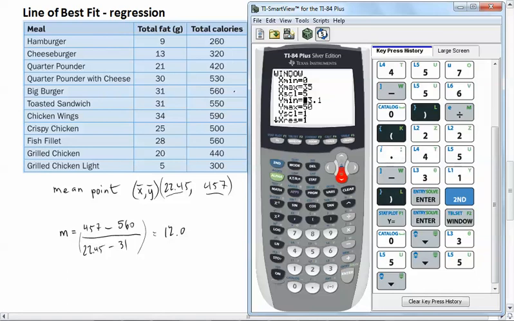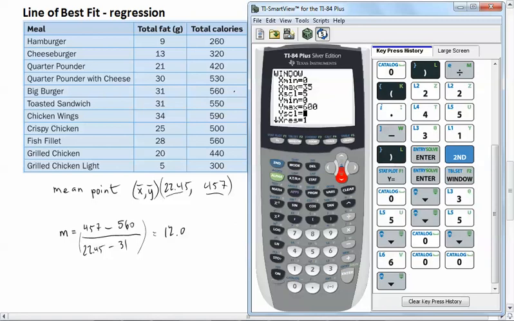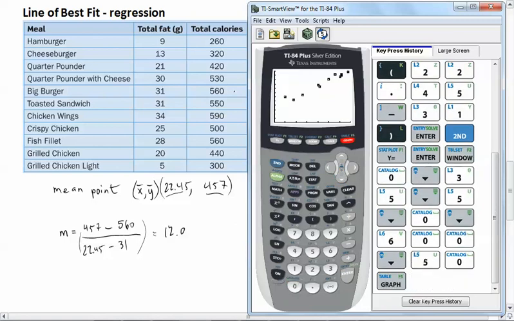The y minimum, again, we'll go ahead and just say 0, and the y maximum goes up to 590, so let's go up to 600. Again, you don't have to change the y scale, but I'm going to go ahead and put about 50. And you'll notice that when I graph it now, I actually get the graph of my scatter plot.